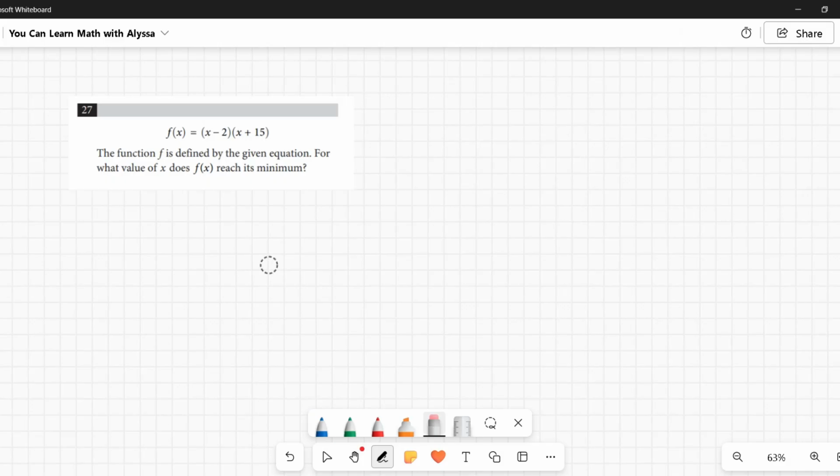All right, last one. Number 27, f of x equals x minus 2 times x plus 15. The function f is defined by the given equation. For what value of x does f of x reach its minimum?